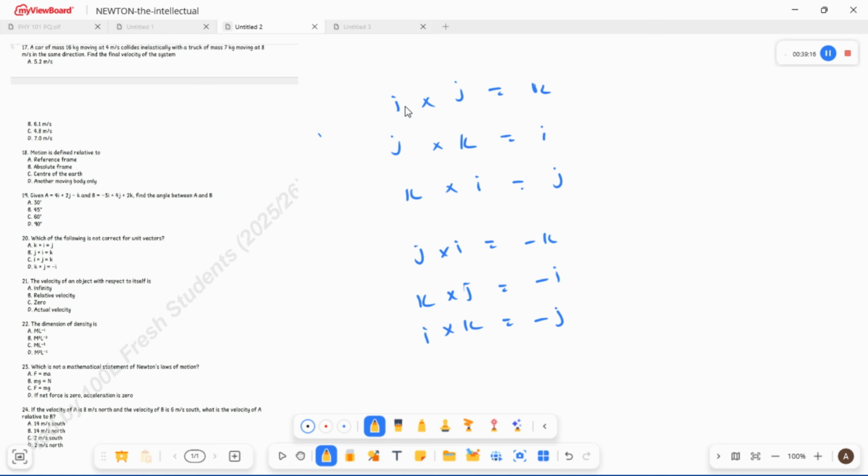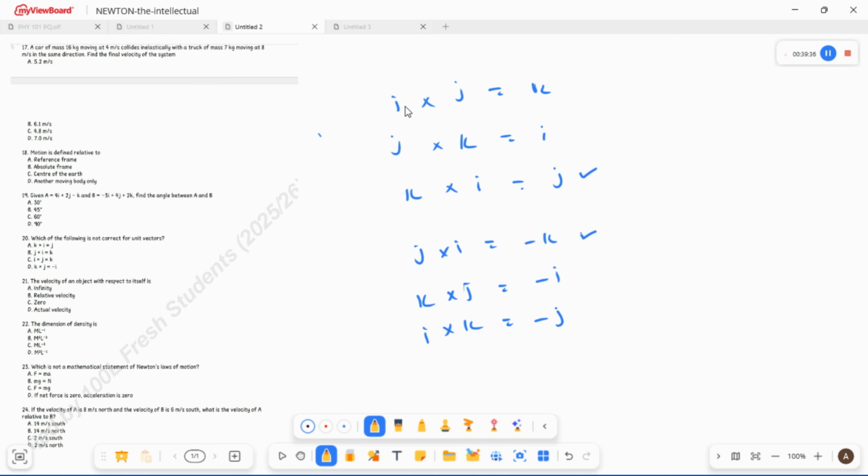So now that we have all this, let's look at the options. Option A, we have K times I is equal to J. We can see that K times I is equal to J. That is, option A is correct. Now we have J times I is equal to K for option B. J times I, and we have minus K here, which means that option B is wrong, right?